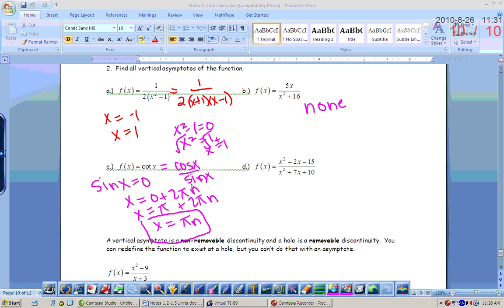0 plus 2 pi n is going to give you 0, 2 pi, 4 pi, 6 pi. But pi plus 2 pi n is going to give you pi, 3 pi, 5 pi, 7 pi. So if you squish the two together, it's really just happening every pi. All right, find your vertical asymptotes on part D.